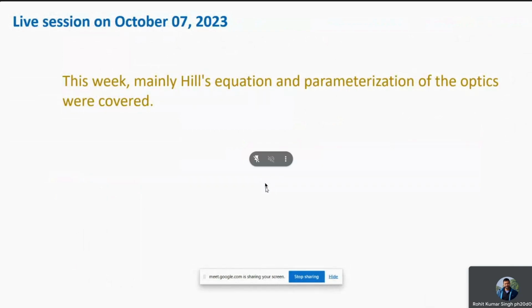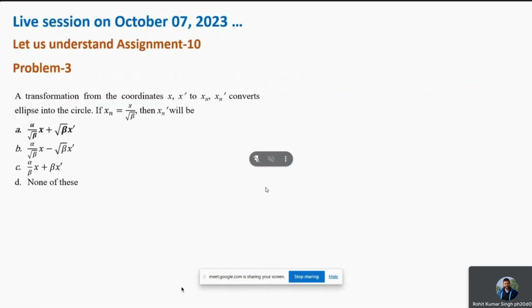So this week mainly Hill's equation and parameterization, chromaticity, etc. were covered. There are certain problems in assignment 10 which seem to be tougher. So I am covering the solutions of those which were asked in the forum also. Okay. So first is problem 3.